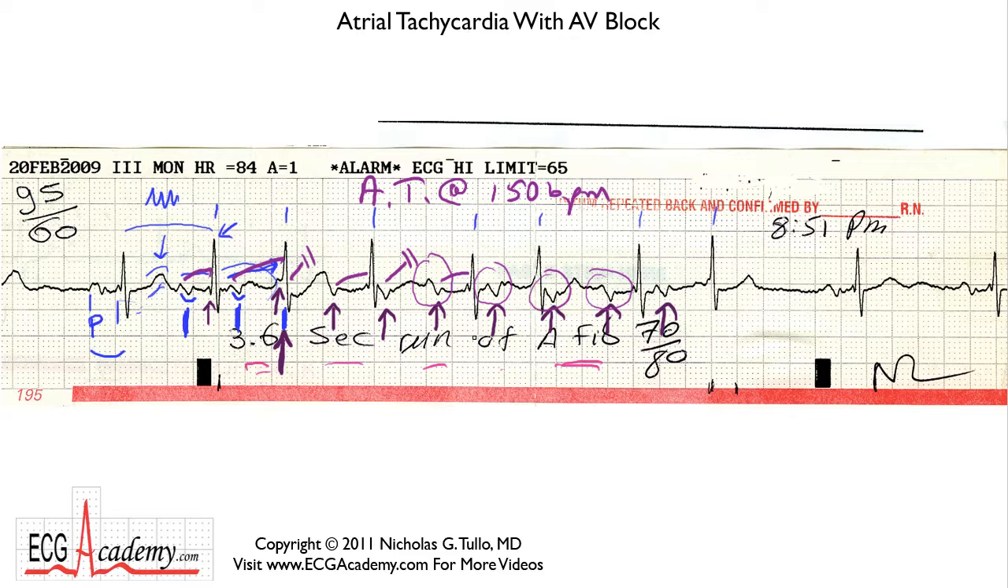This one conducted to this QRS. This one conducted to this QRS, and then this one blocks. So you have this weird kind of unusual winky back-ish pattern. And then this is the last P wave of the tachycardia.